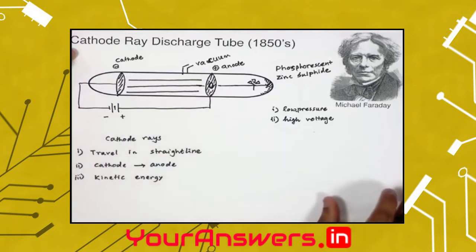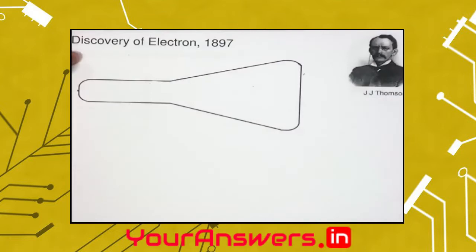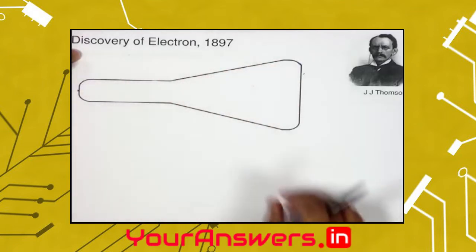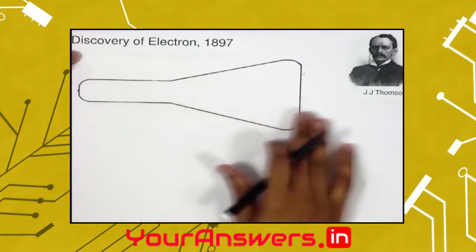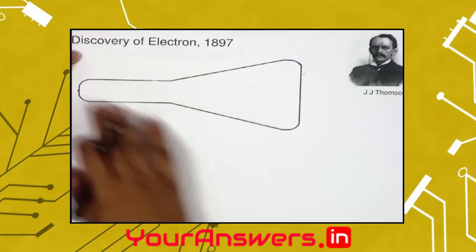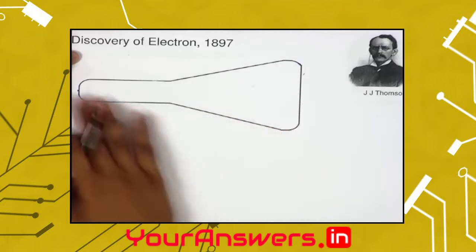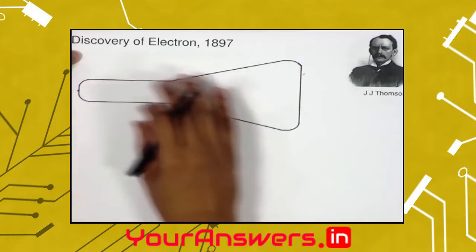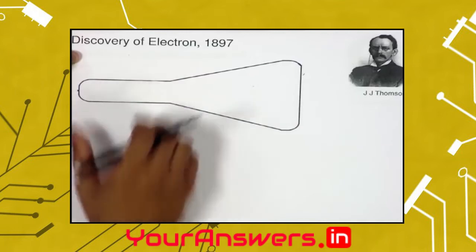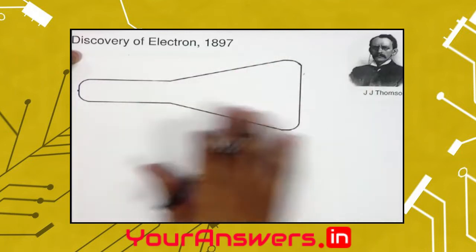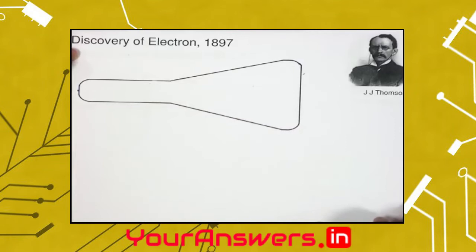This experimental setup was taken by another scientist, J.J. Thomson, and he modified his experimental setup slightly. Instead of a cylindrical tube that you saw in the previous picture, J.J. Thomson, a British scientist, had a cathode ray tube of a different shape. It looks like a bottle with an elongated neck. We will see why he adopted this kind of shape for his experiment.